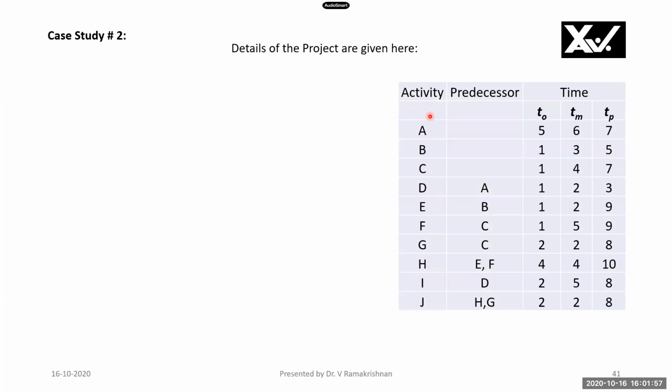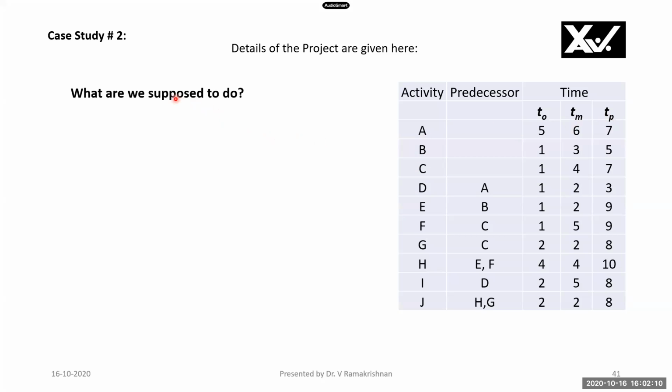We will take a case study. Details of the project are given here. All the activities are given in column 1, activity A to activity J. The preceding relations are given in column 2. The time durations are given for all the activities: optimistic, most likely, and pessimistic time.